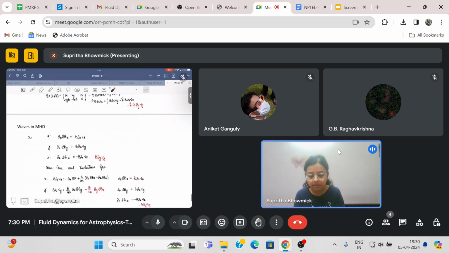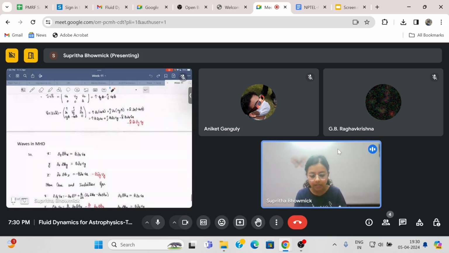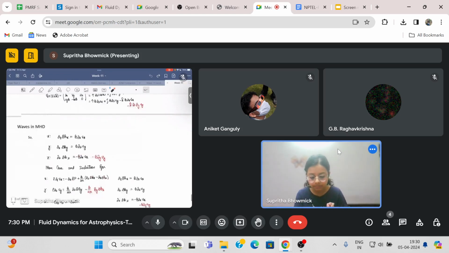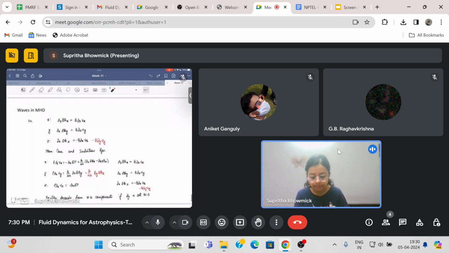Not bx, by, bz, but the perturbations delta bx, delta by, delta bz. And then on the right hand side, we have all of the values of the right hand side. So we substitute this over here. Now if you write down the xyz component equations of the momentum and induction equations, this is what you get.